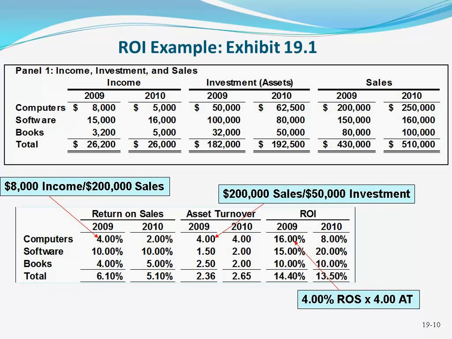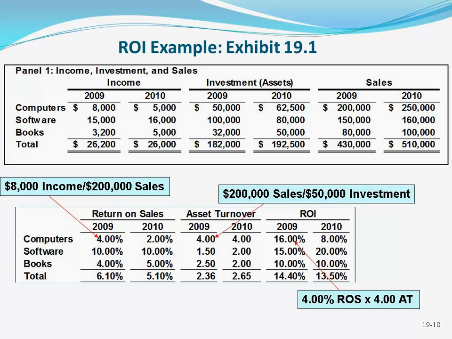The asset turnover for 2009 for computers is 4, which is the ratio of sales, 200,000, divided by the investment base, which is 50,000. That gives you 4. And that is called the asset turnover. How many times presumably the asset has to turn over to produce sales of 200,000. So it's 200,000 divided by 50,000, which is 4.